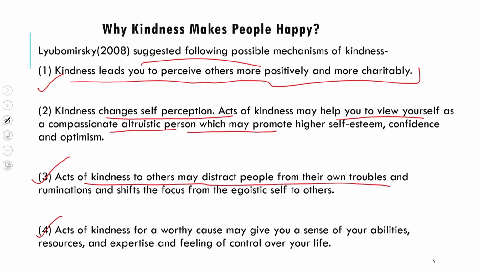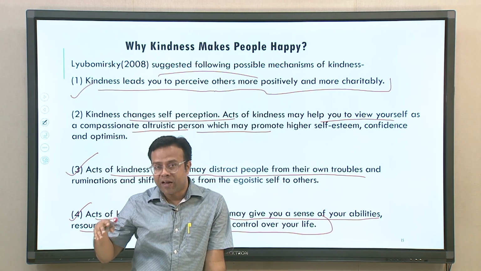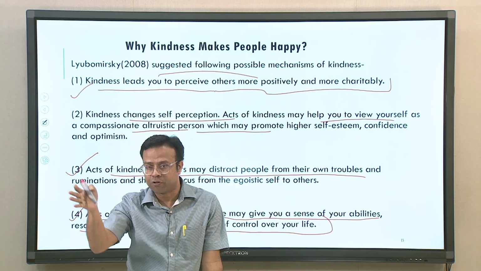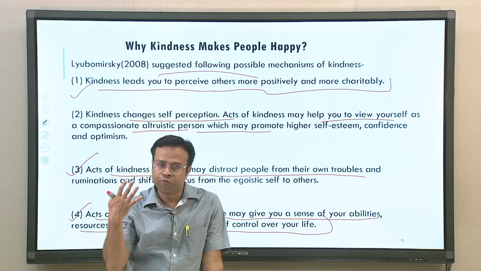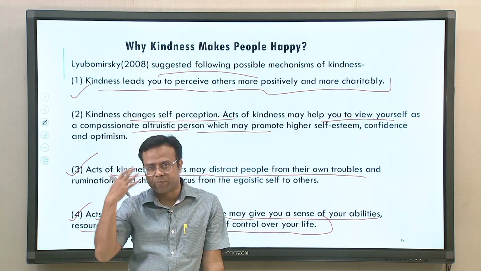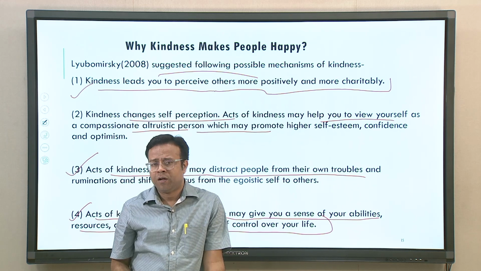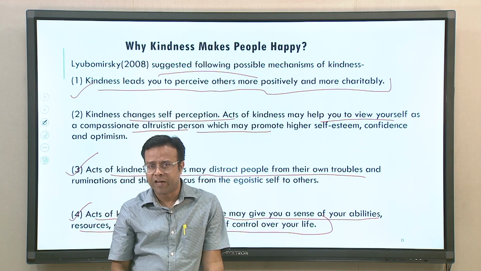The fourth possible mechanism is that acts of kindness for a worthy cause may give you a sense of your abilities, resources and expertise and feeling of control over your own life. Many times when you do some acts of kindness in terms of helping others, you realize you have so many abilities that you can do that also. You can do many worthy actions. You can find out that you have many resources, expertise, feelings, and many times this hidden potential may come out. That also can be a new realization.